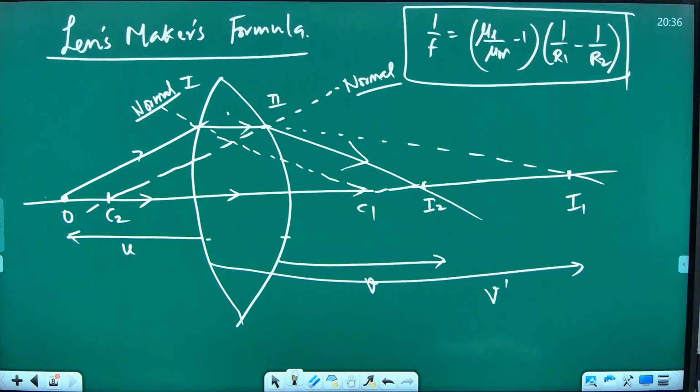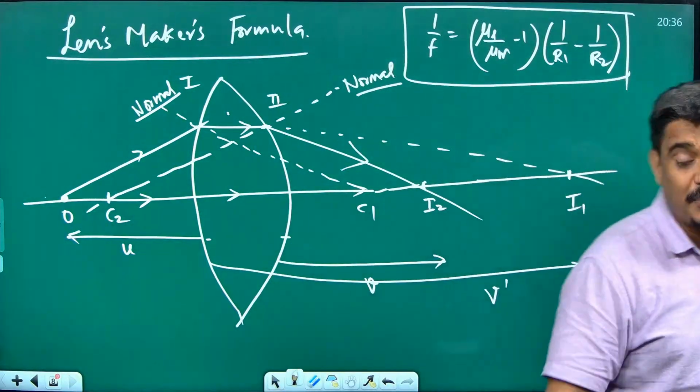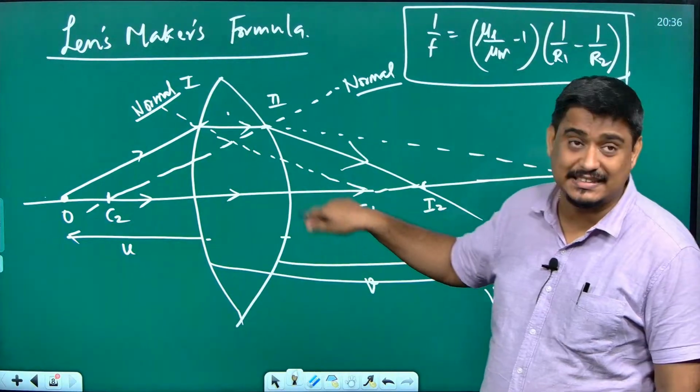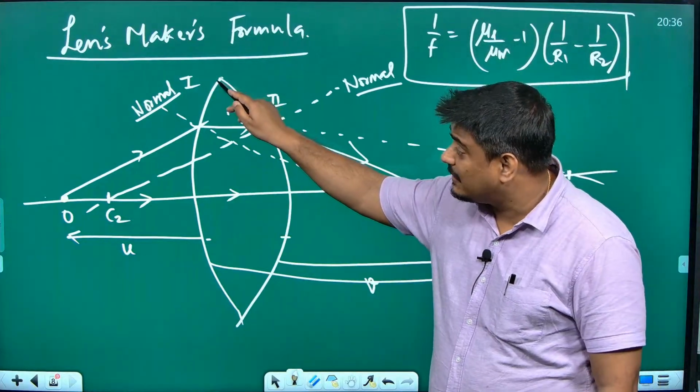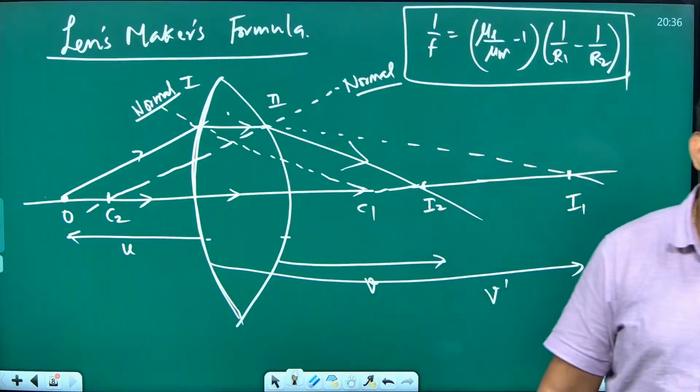Sir, you said for lenses we don't draw normals. See, normal means I am drawing normal not for lenses. I am drawing normal for the surface. Are you getting my point? Okay, sir.